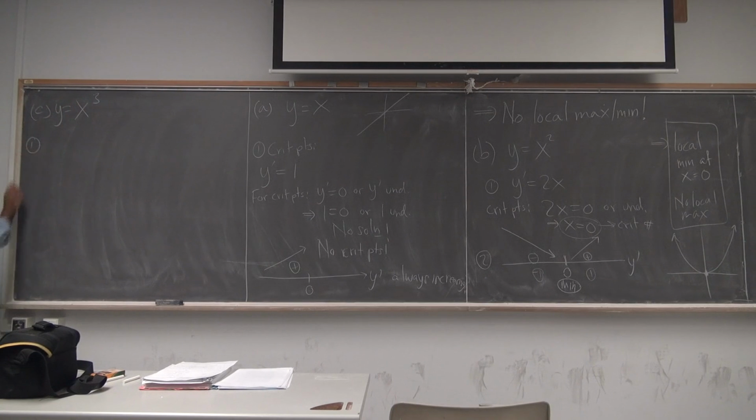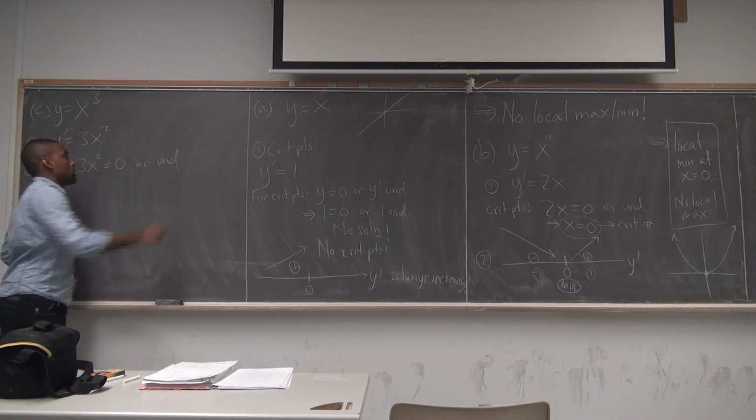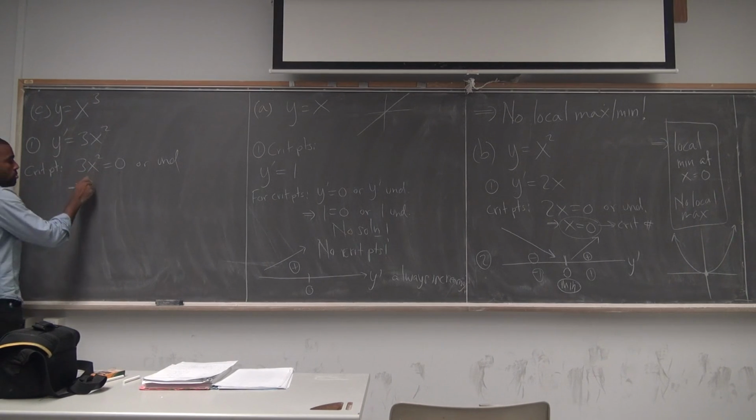Again, step one, we're going to find the derivative. So now I'm going to try to find the critical points. What that means is I'm going to set 3x squared equal to 0 or undefined. 3x squared is never undefined, it's a polynomial. But I can solve it equal to 0. The solution is x equals 0. Okay, so that's my critical point.